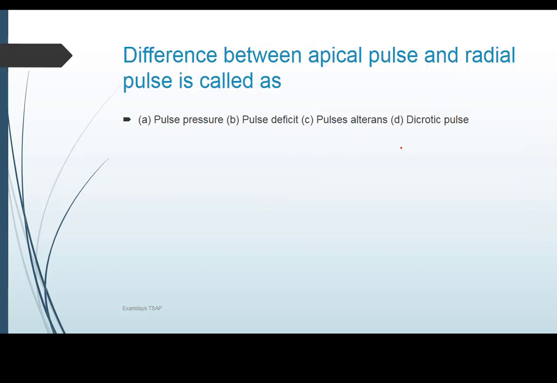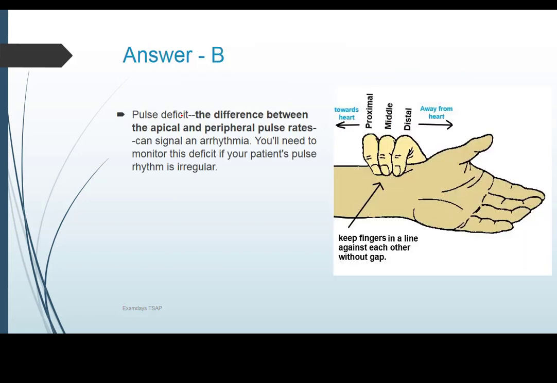Moving on to the next question: the difference between the apical pulse and radial pulse is called as: A, pulse pressure; B, pulse deficit; C, pulse alternans; and D, dicrotic pulse. The correct answer is going to be option B, pulse deficit.